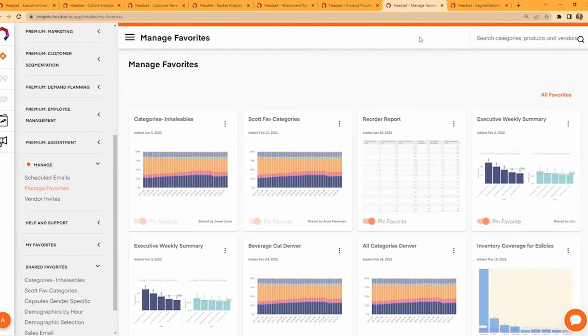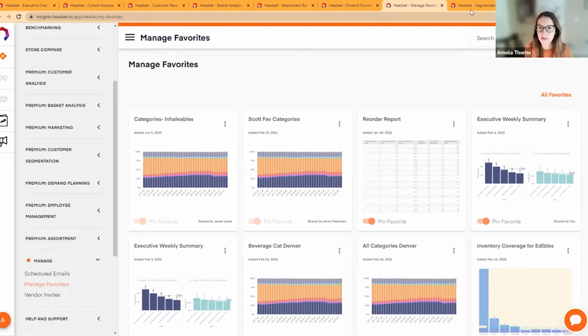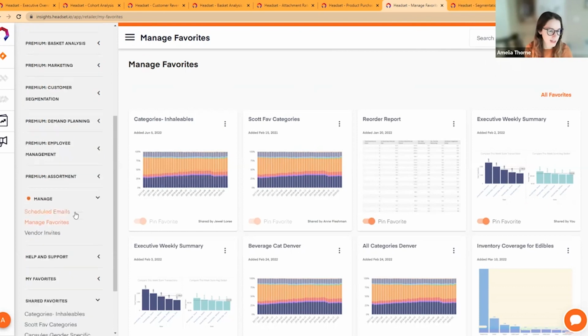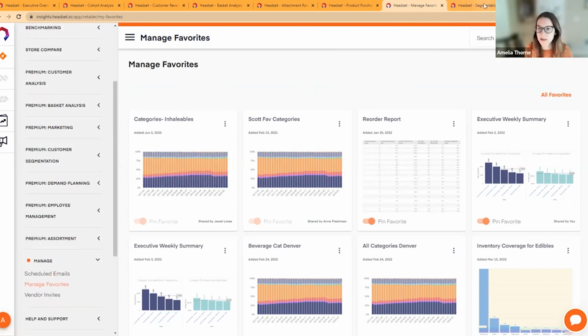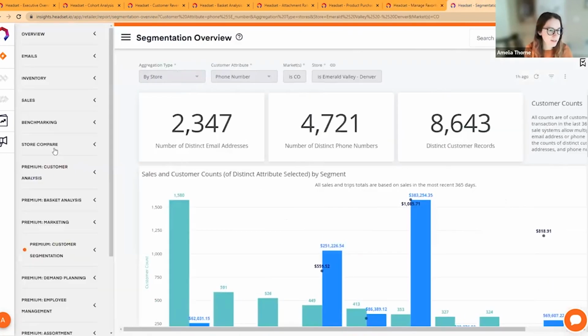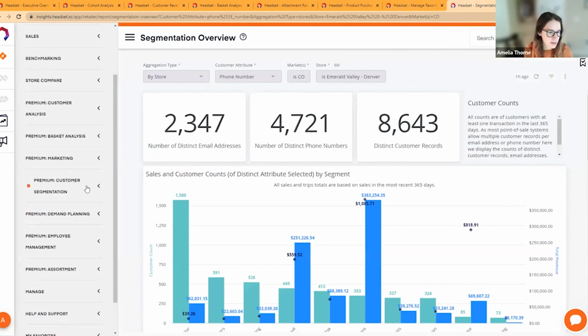Thank you. All right, everyone. I know some people have dropped off, but we have one more dashboard to go through, and it's a good one. Customer segmentation is going to be found at the bottom under customer segmentation.